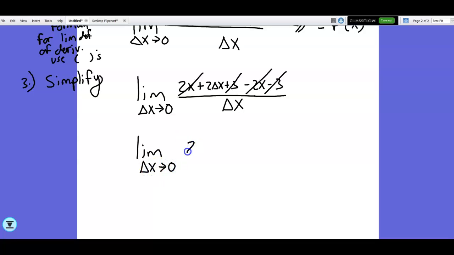On the top, I've got 2 delta x over delta x. Now, as you guys can see, and this was also true in the beginning, I just didn't do it there, I can't plug 0 in for delta x right now, can I? If I plug 0 in, I'm going to get 0 in the denominator, and that's not allowed. But I can remove the discontinuity. Delta x and delta x cancel.